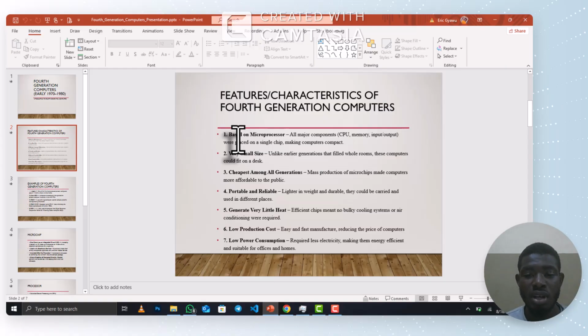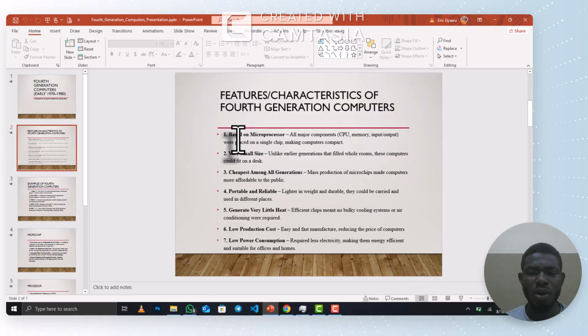Because of the mass production of microchips, those computers have become more affordable to the public. You don't need to be the richest man or have a whole lot of money to purchase one. No, you don't need to. Anyone could afford one. And they are very portable and reliable.